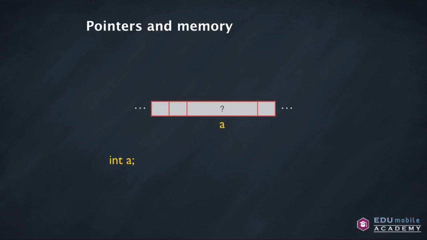It gives it the label A. And it doesn't assign anything there because I didn't tell it to. So the value of variable A is unknown. So now we just say A equals 42. Now it plugs the integer 42 into those 4 bytes. The next thing I want to do is make a pointer to A.